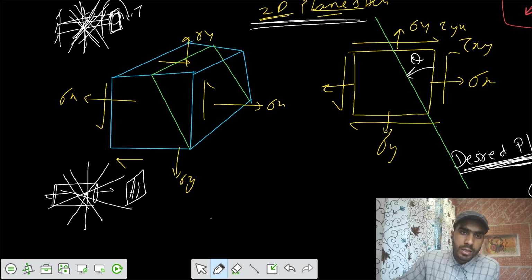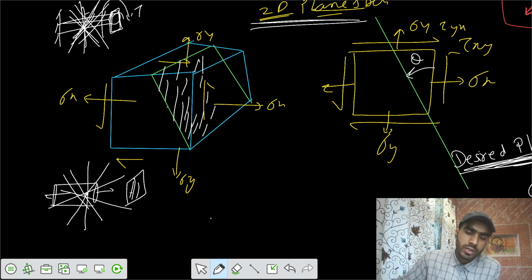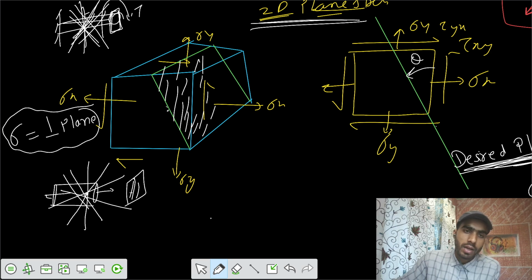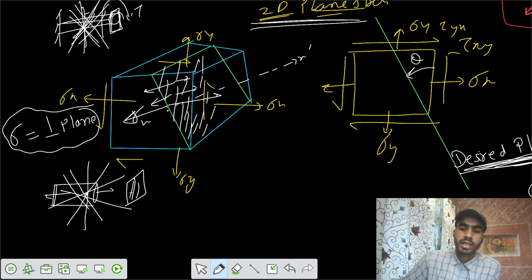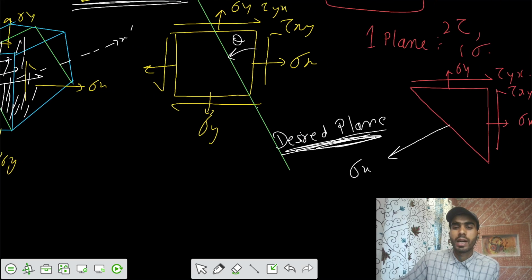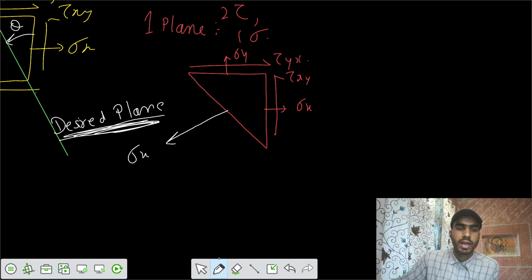You are saying on this particular plane that I cut, what's the effect? Normal stress is perpendicular to the plane. So this is the plane, and I would say this is the normal stress on that particular plane. I can name this line x dash. So I would say this is sigma x dash. I don't know the value of sigma x, so I would write it as sigma x dash. So this was your theta, anti-clockwise theta, and there would be some shear stress also on this plane.